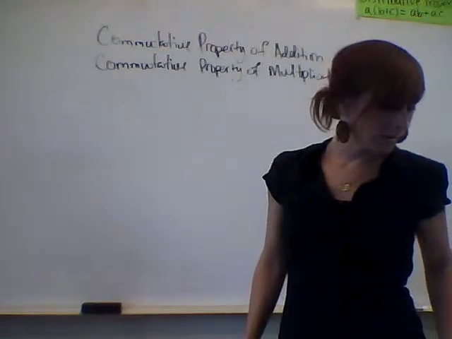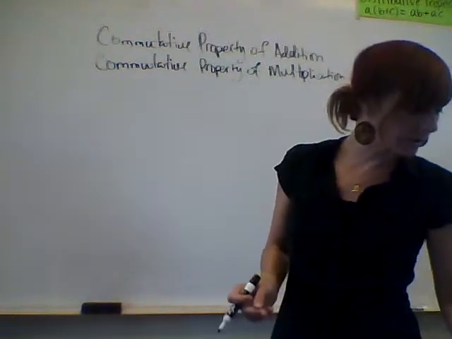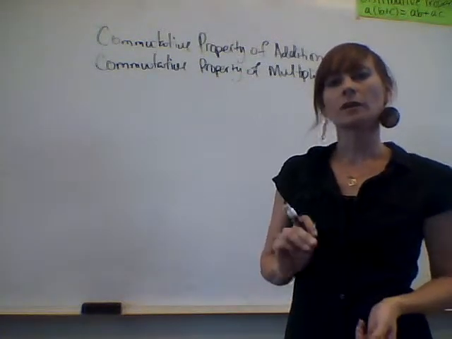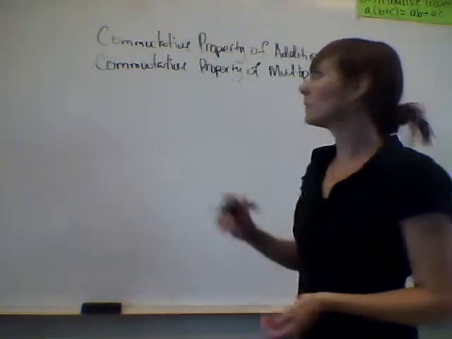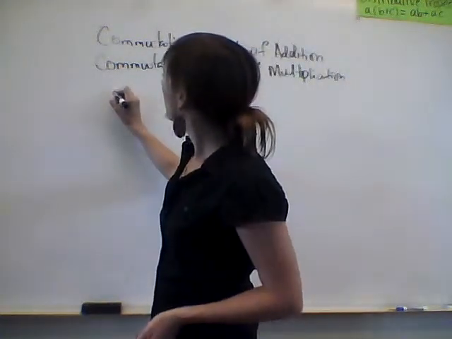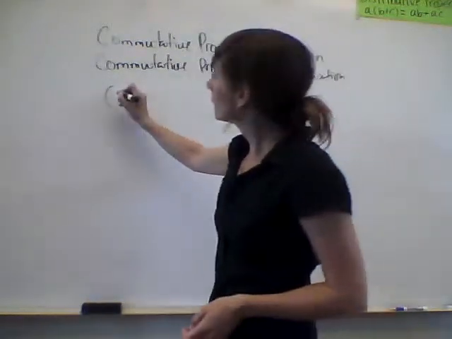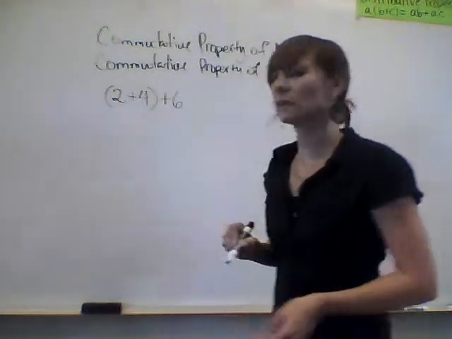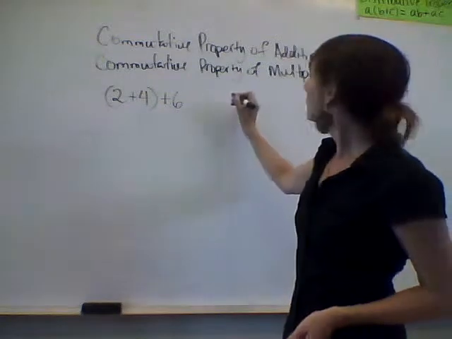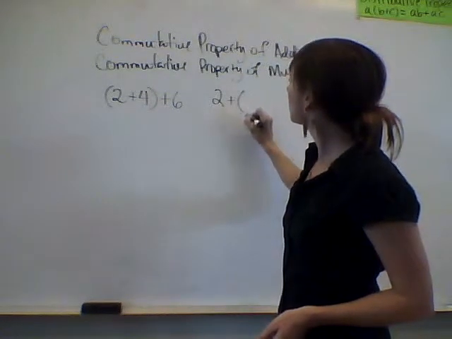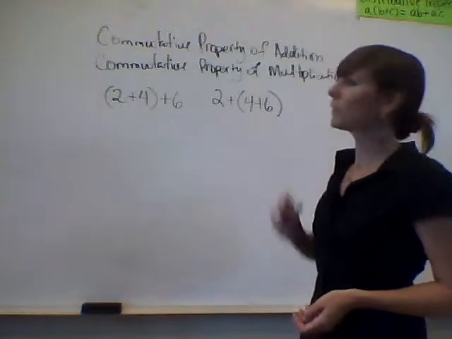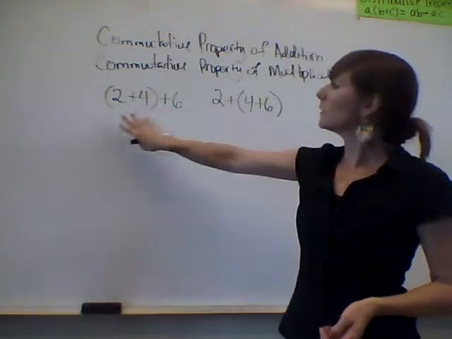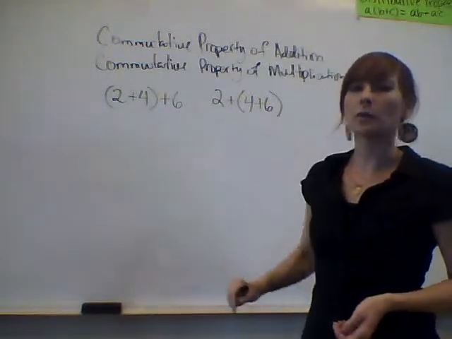The next property is called the associative property of addition. What that means is the way in which the numbers are grouped does not affect the answer. For example, if you had grouping symbols like parentheses, and you had 2 plus 4 plus 6, and then you had this written a different way, like 2 plus, and then the grouping symbols around the 4 plus the 6. When you evaluate these according to the order of operations, both of them will still equal the same thing.